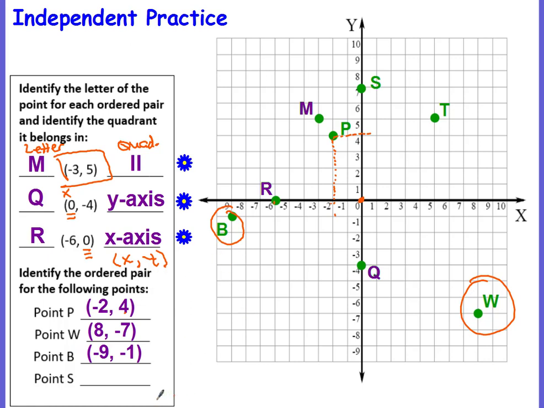And try the last one, point S. S is right here. Okay, point S is located at 0, 7. It's on the y-axis. It's not in a quadrant, is it? You start at the origin, and you'll notice that you don't move left or right at all. So the x-coordinate is 0. You're just going to move up to the 7. Great job.